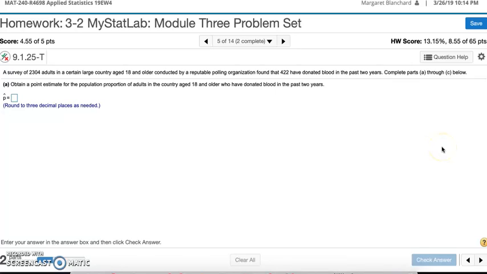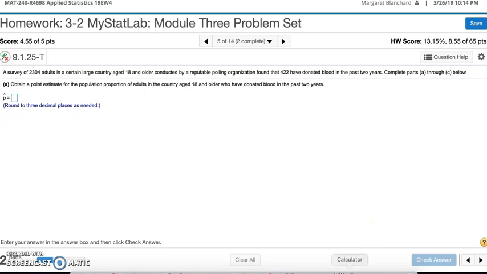Module 3, problem number 5. A survey of 2,304 adults in a certain large country aged 18 and older, conducted by a reputable polling organization, found that 422 have donated blood in the past 2 years. Complete parts A through C below. Part A, obtain a point estimate for the population proportion of adults in the country aged 18 and older who have donated blood in the past 2 years.